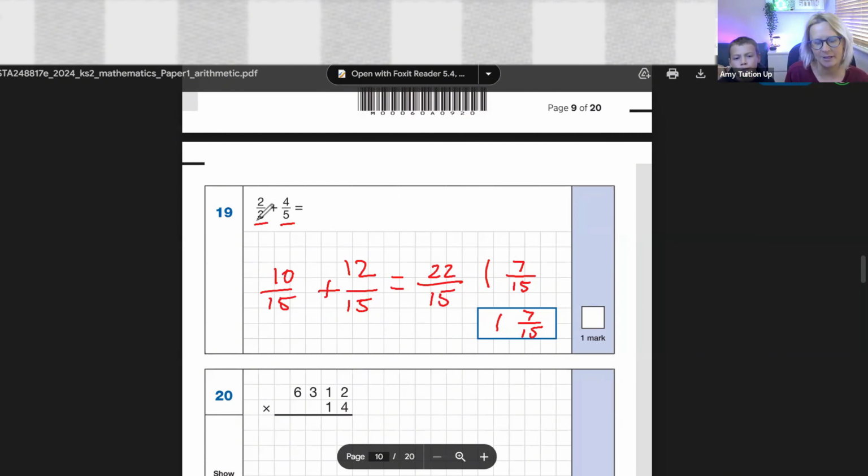Yeah. So here we're looking for the lowest common multiple. A lot of children would go wrong here and put 12 as the lowest common multiple. I've seen that a few times, but yeah, it is actually 15.